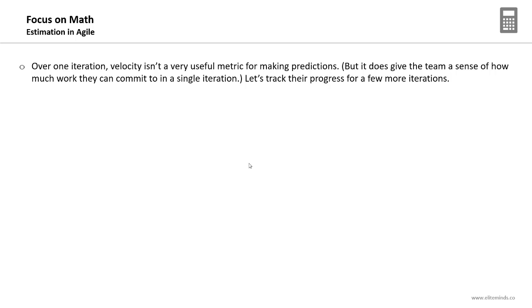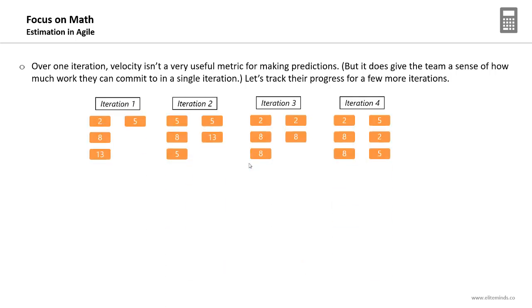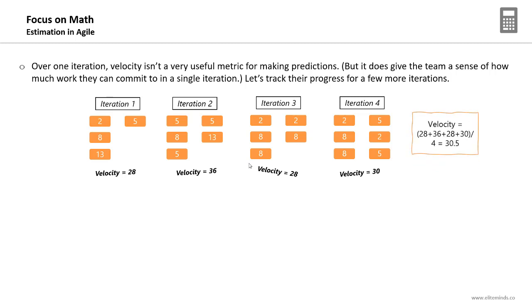So for example, let's track the progress of our team for 4 iterations. At the first iteration, the team's velocity was 28 story points. During the second iteration, it was 36 story points. For the third one, it was 28 story points, and for the fourth, it was 30 story points. So starting from iteration number 5, we can rely on the average velocity of the first 4 iterations. It will be 31 story points per iteration.